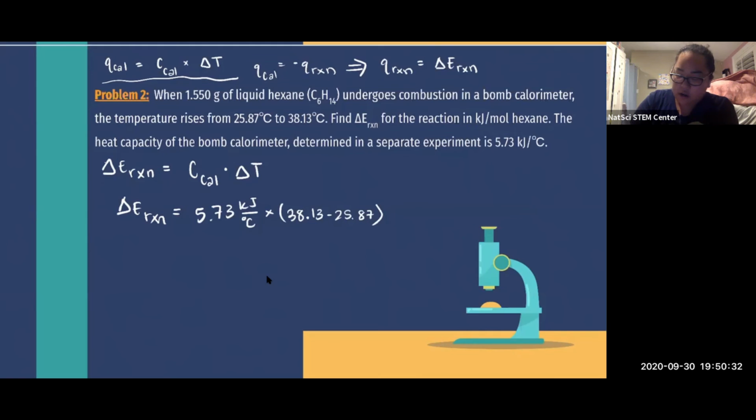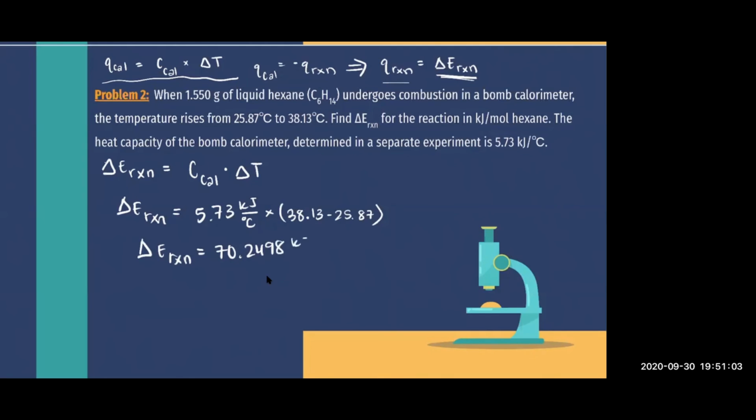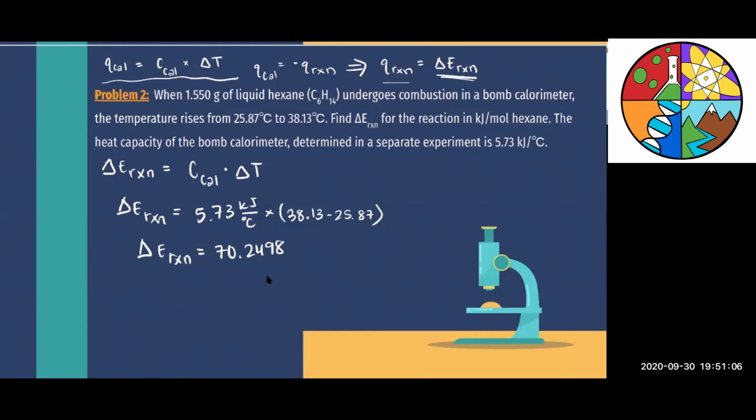And then from there, actually wait, I think I caught something. So delta E reaction is equal to Q reaction. Okay, let's leave it as that for now. So delta E reaction should be equal to 70.2498 kilojoules. Did you guys get that? Yes. I have a question.